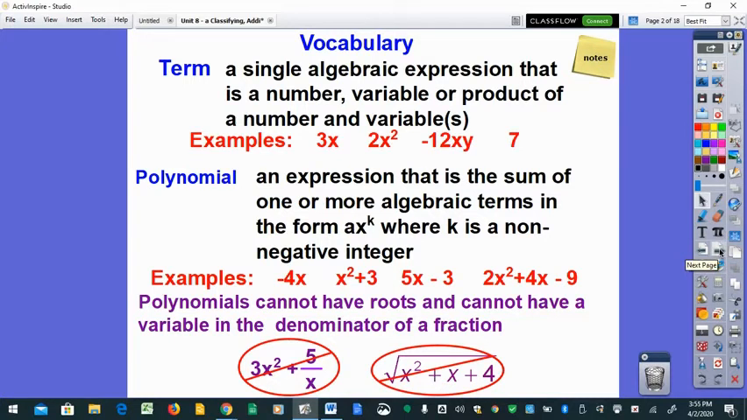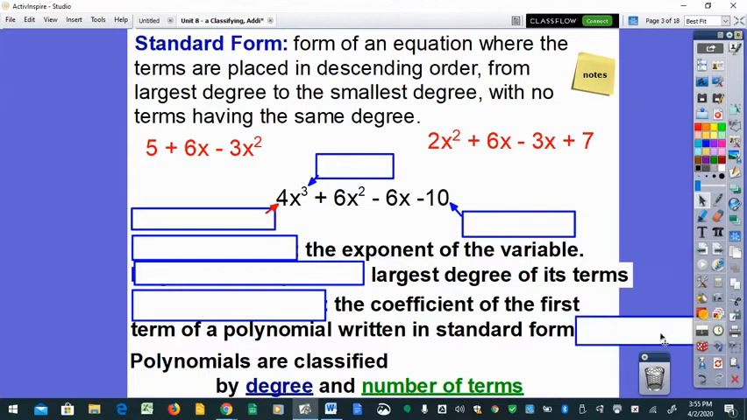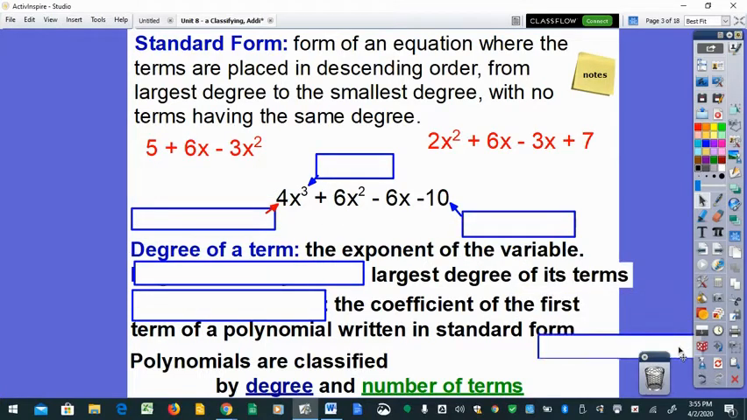It's a many-termed expression. And now we're going to learn a couple more things. So first of all, I'm going to go down here, and you're going to look at this one right here. And this one is in what's called standard form. Now, standard form of an equation is where the terms are placed in descending order from largest degree to smallest degree. So let's just stop there for a second. What does this term degree mean? The degree is the exponent of the variable.